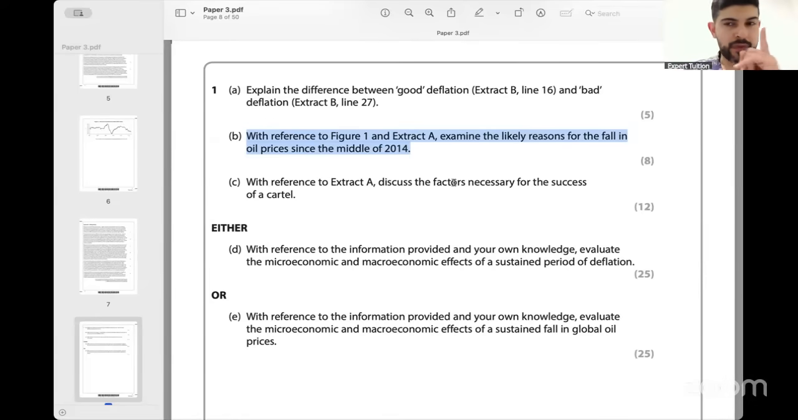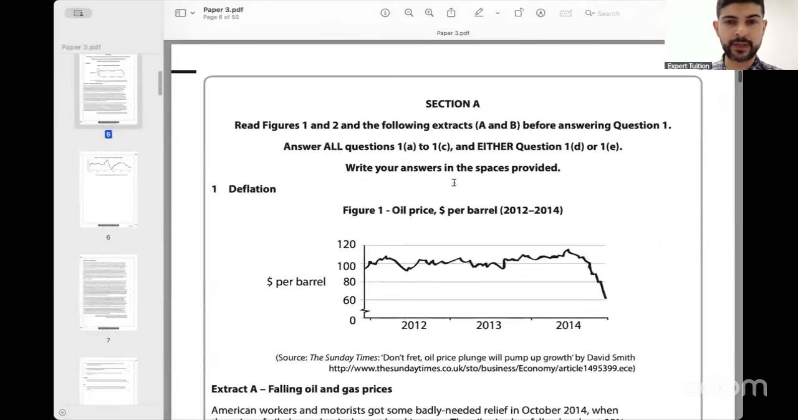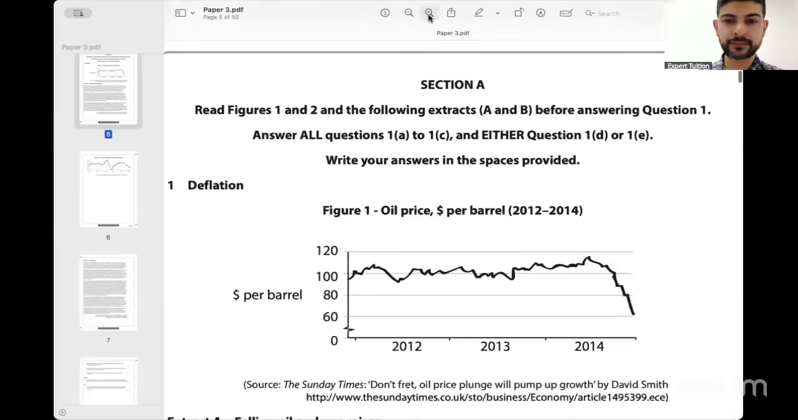There's one more thing, by the way, to be wary of here, where they sometimes are so annoying because the application, can you see it's asking for the reference from figure one and extract A? You would get capped in terms of application if you do not reference figure one. Do you know the best thing to do? Reference it immediately. Just do it straight away. You basically just go according to figure one, and let's look at figure one.